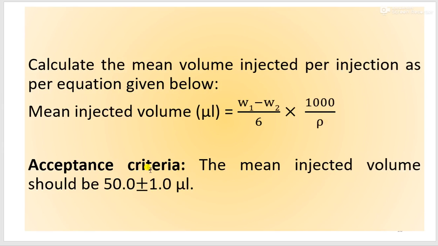What is the acceptance criteria? The mean injected volume should be 50 plus or minus 1 microliter. You can perform the same experiment using 20 microliter volume also.